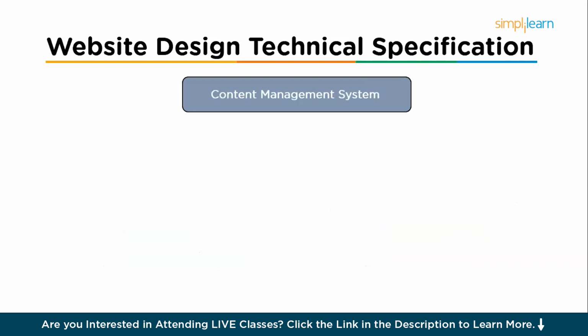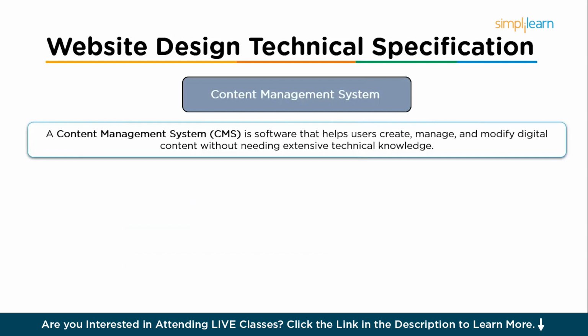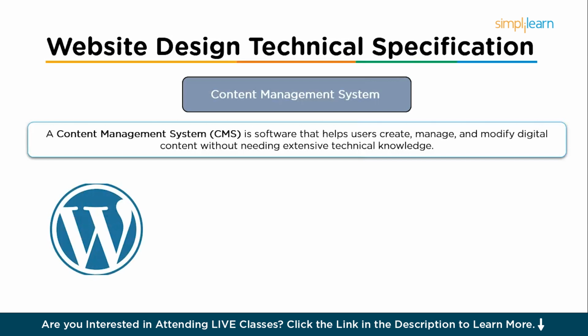And the second one is content management system. A content management system, CMS, is software that helps users create, manage, and modify digital content without needing extensive technical knowledge. So popular CMS platforms include, the first one is WordPress. WordPress is one of the most widely used CMS platforms, ideal for blogs, small businesses, and portfolios.